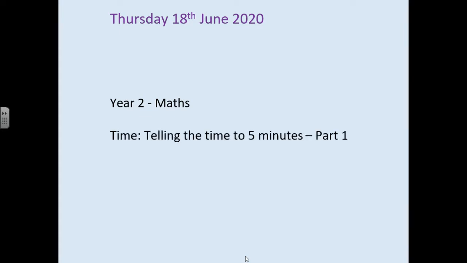Everyone, welcome back. It's Thursday, 18th June 2020, Year 2 Maths. Today we're going to look at the first part of telling the time to 5 minutes.